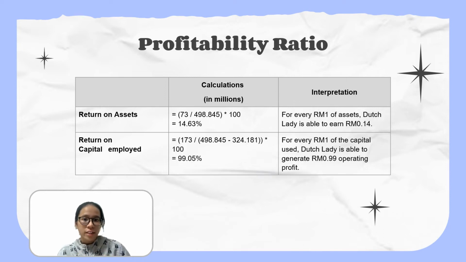Again, we calculated the return on assets and return on capital employed. As for return on assets, we have obtained a value of 14.63%, which means that for every RM1 of assets, Dutch Lady is able to earn 14 cents. Meanwhile, for return on capital employed, we obtain a value of 99.05%, which means that for every RM1 of capital used, Dutch Lady is able to generate 99 cents of operating profit.